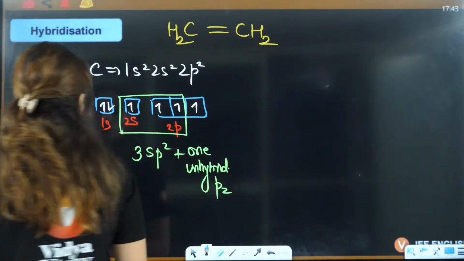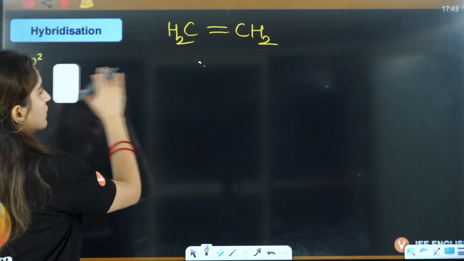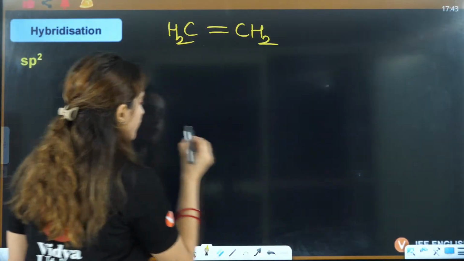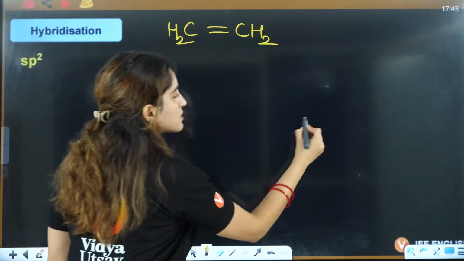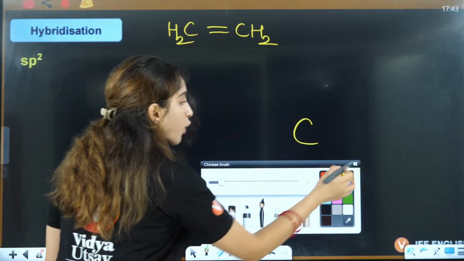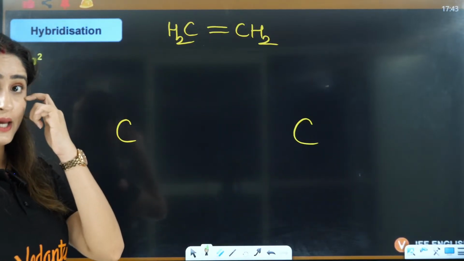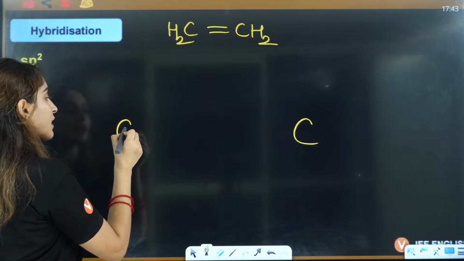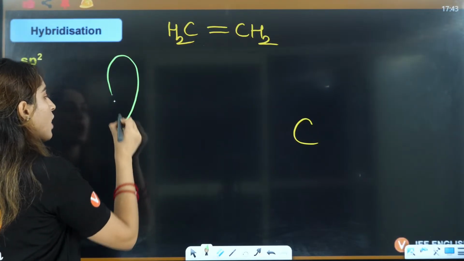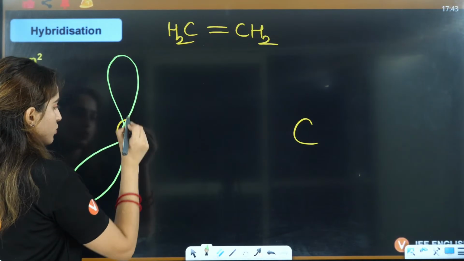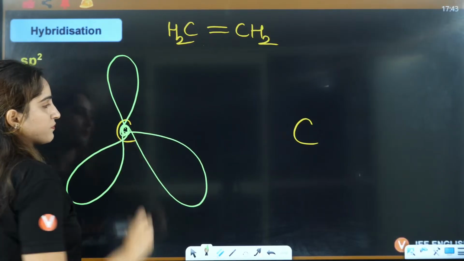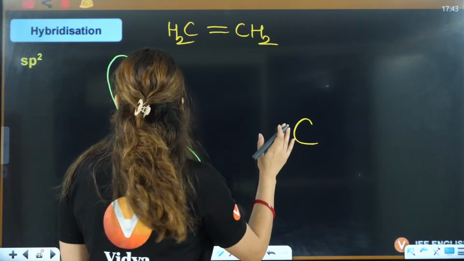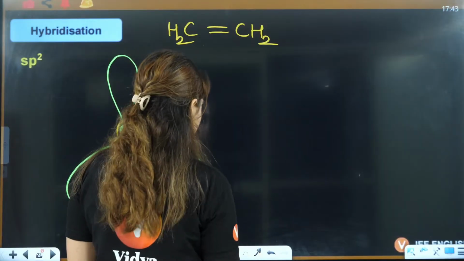So by this what will happen? How is it going to form? This is carbon, this is carbon. Now because of 3 sp2 hybridized orbitals, they are going to form a trigonal planar geometry. So this is 1, this is 2 and this one is 3. This is sp2 hybridized. This one is also, let me just write it here.